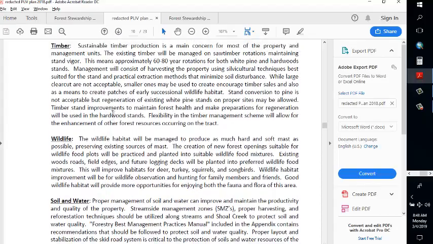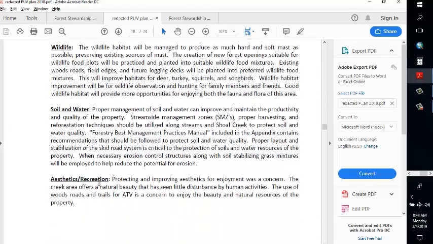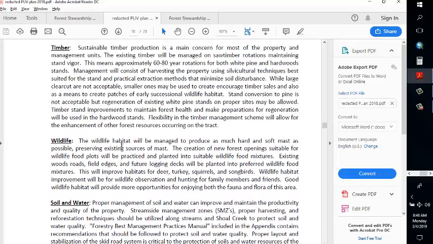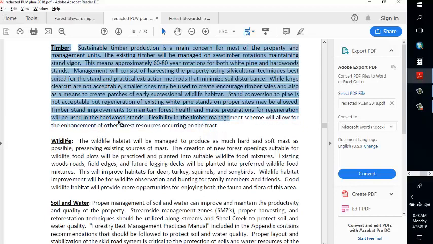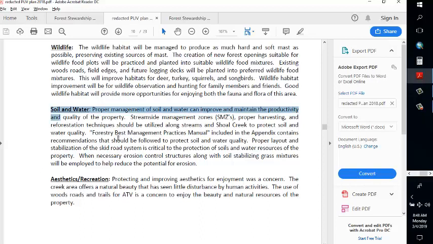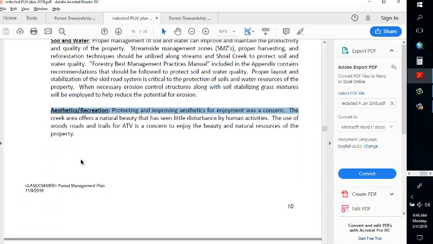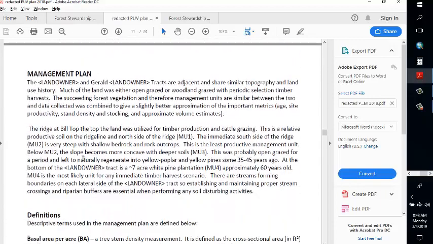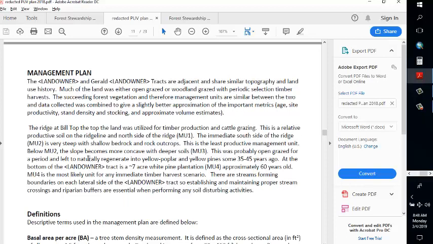I'm addressing these almost in the same way as I would for a stewardship plan. Even though this is just present use value, the most important are timber and soil and water. The tax office doesn't really care much about wildlife or aesthetics and recreation, but I've included those as well because I think it's important for the landowner, and in this case, it truly was. These people take a lot of pride in their land, and they're avid hunters, so I wanted to make sure that I was addressing those.